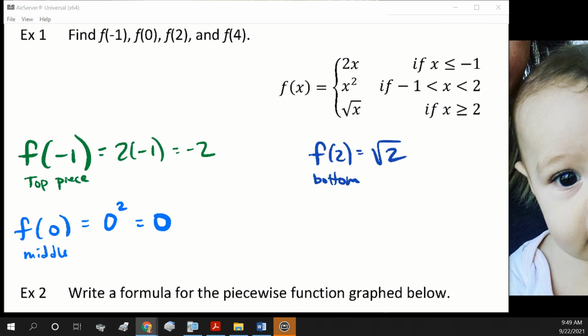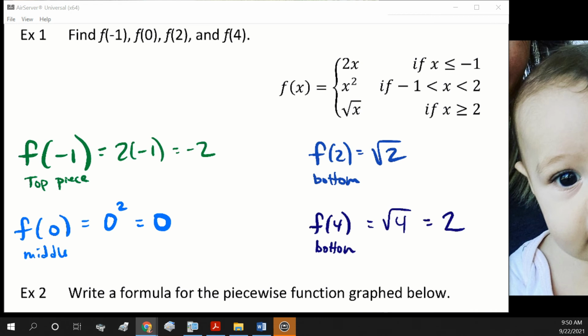All right, and then finally, we're going to do f of 4. Which piece are we going to use? The third piece, because 4 is definitely greater than or equal to 2. So we'll do the square root of 4, which is just 2. All right. You guys may have done this already, like maybe in Algebra 1, but again, it's been a while since you all were in Algebra 1.